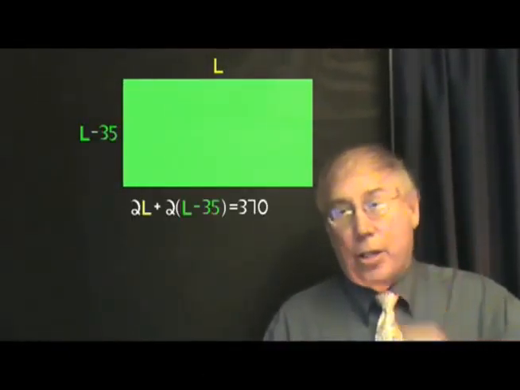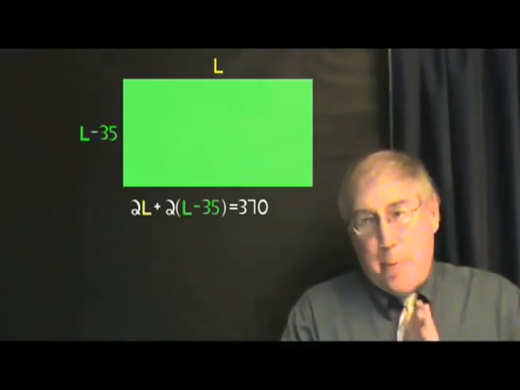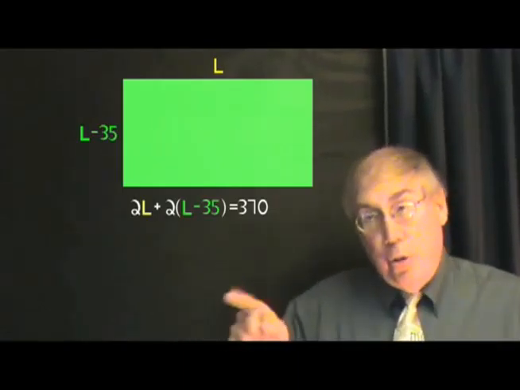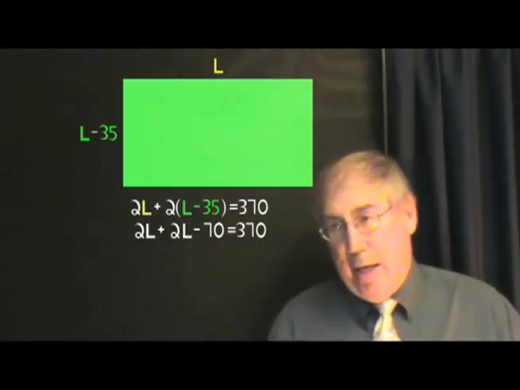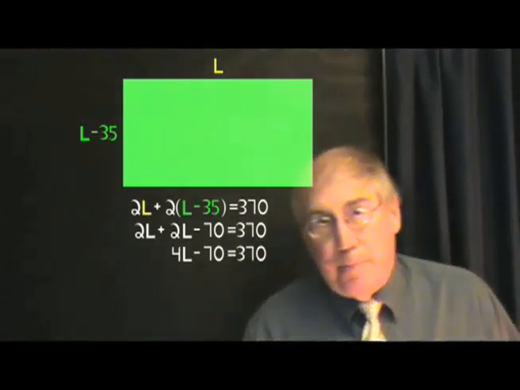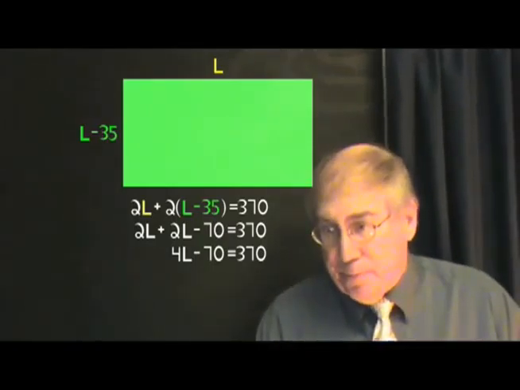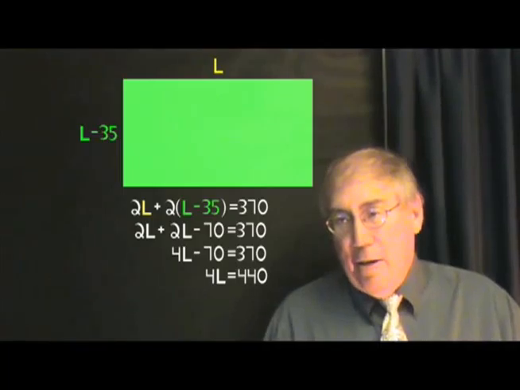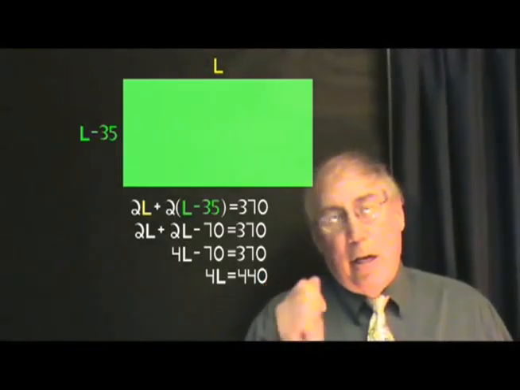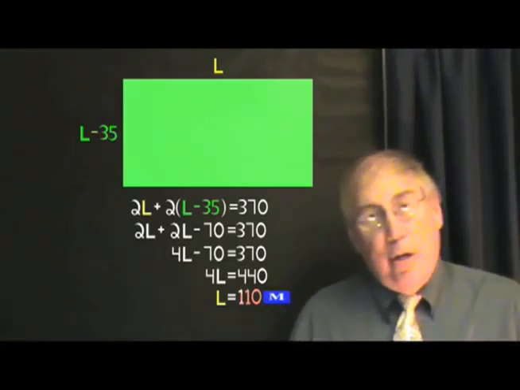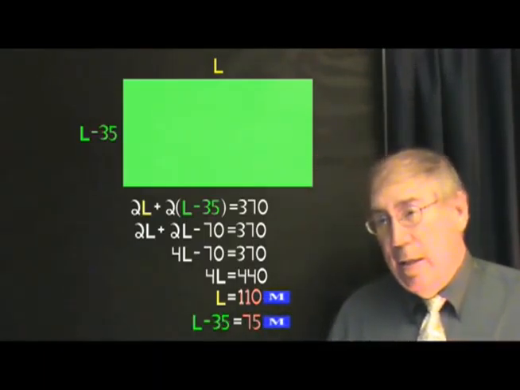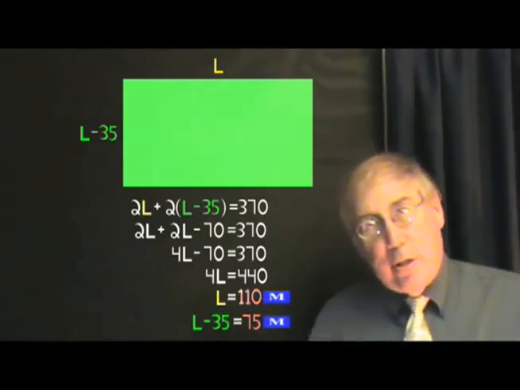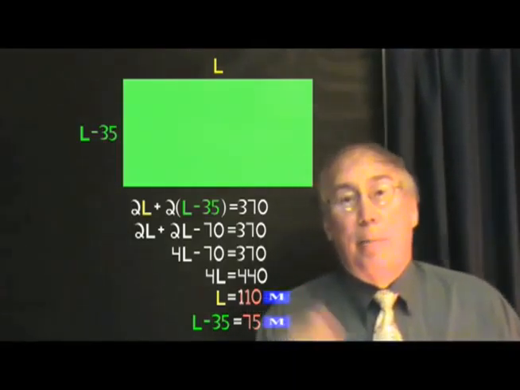Let's say that the length is L and the width is L minus 35. Well, we can use that perimeter formula, and we go 2L plus 2 times the quantity L minus 35. That represents the width, equals 370. In this case, it's 370 meters around. And we work that down, and we'll find out that L equals 110 meters. So to find the width of this field, we just substitute in 110 for L, and we get L minus 35 equals 75 meters.